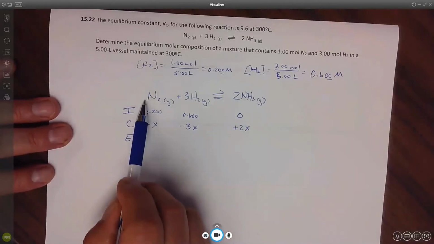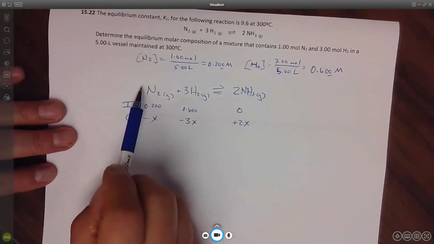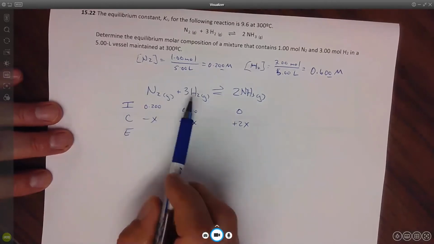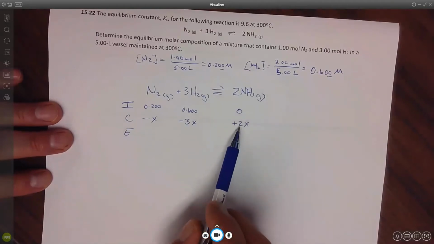And then we're just going to do it in terms of X, Y, or Z. And we're just going to use the coefficients. So that's a coefficient of 1, so minus 1x. That's a coefficient of 3, so minus 3x. And this is a coefficient of 2 and a product, so it's going to be plus 2x.